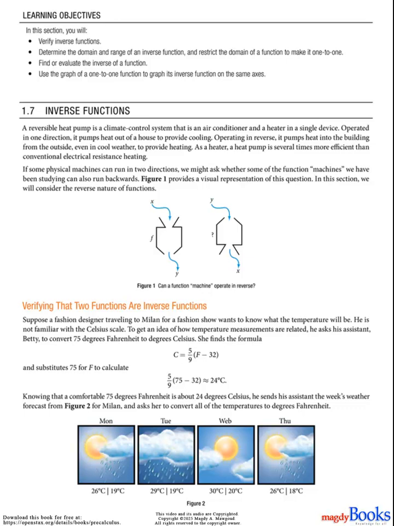Figure 2. Monday, 26 degrees Celsius, 19 degrees Celsius. Tuesday, 29 degrees Celsius, 19 degrees Celsius. Wednesday, 30 degrees Celsius, 20 degrees Celsius. Thursday, 26 degrees Celsius, 18 degrees Celsius.